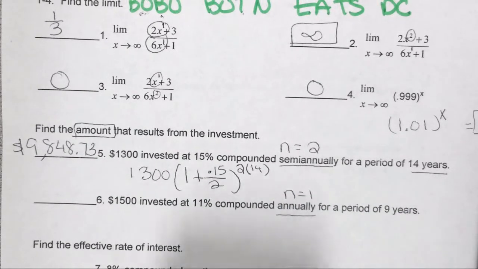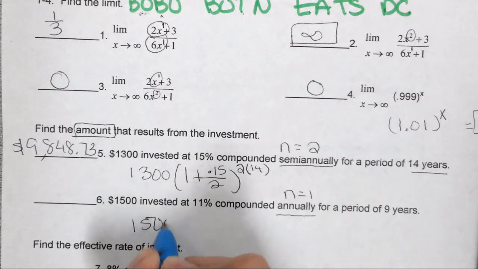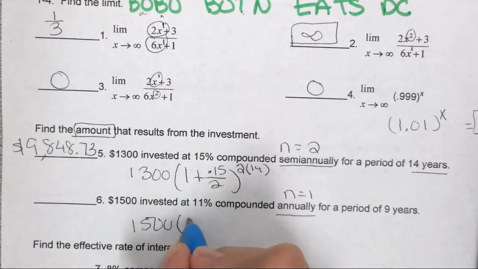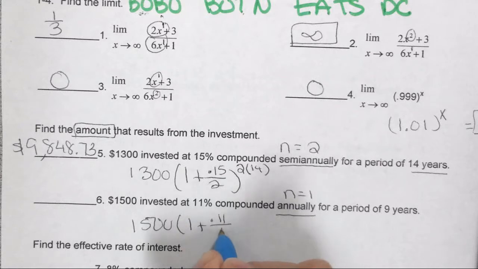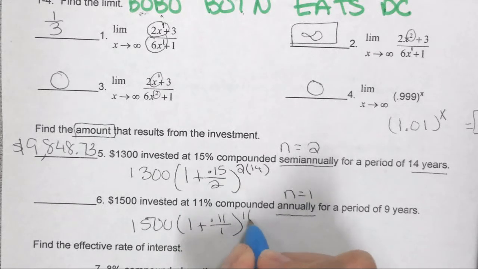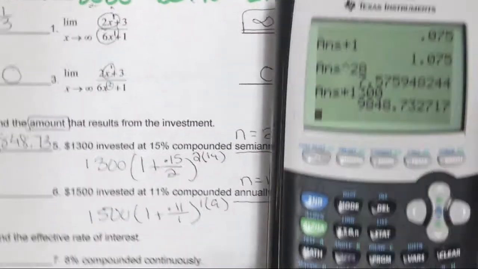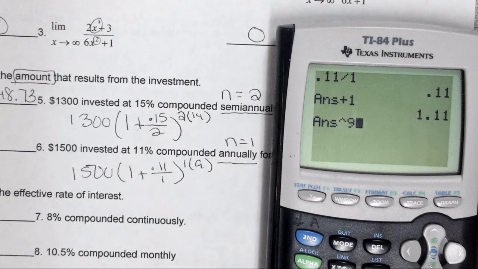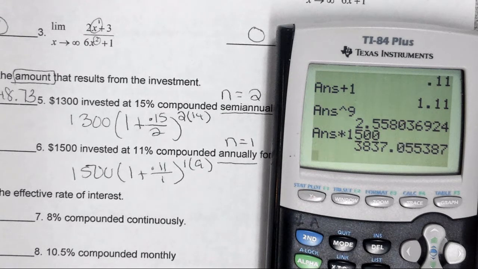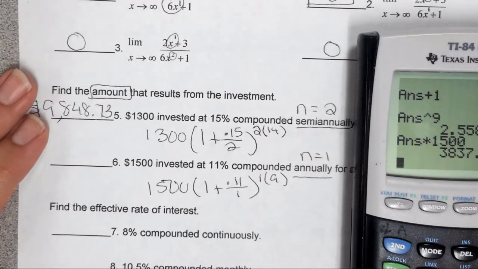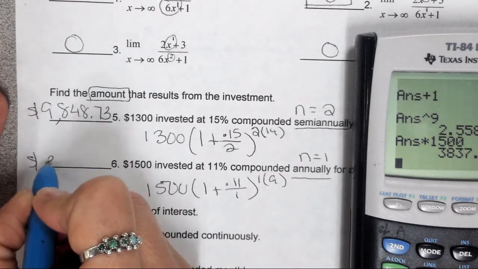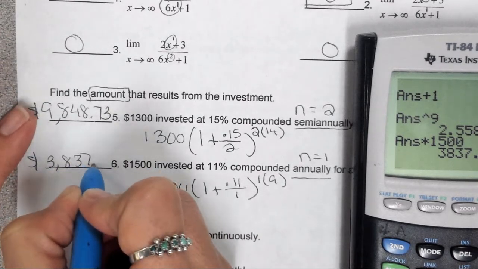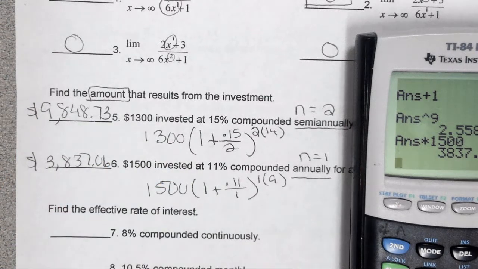Number 6 is the exact same type of problem, but this time they say it's compounded annually, which means n equals 1. Exact same formula, but where I had 2, I'm going to replace it with a 1. So 0.11 over 1 to the 1 times 9. So you can type it in your calculator. So we have 0.11 divided by 1, plus 1, raised to the 9, times 1,500. And we get $3,837.06. Remember to round to the nearest cent. Okay.